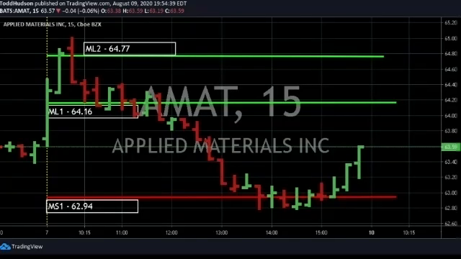This Applied Materials basically met a second level up within the first 30 minutes of trading. It then later became an intraday reversal by the end of the day. An intraday reversal is when a stock meets a level on each side of the open.